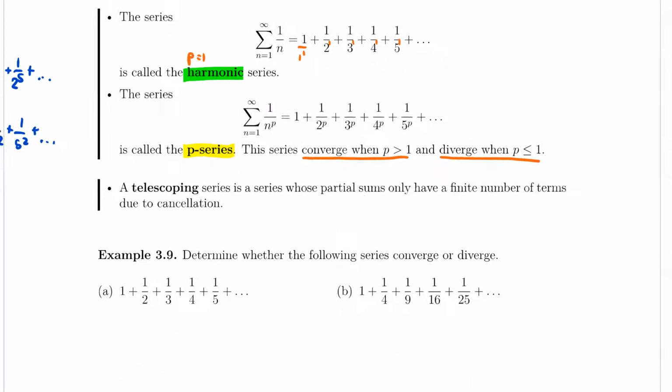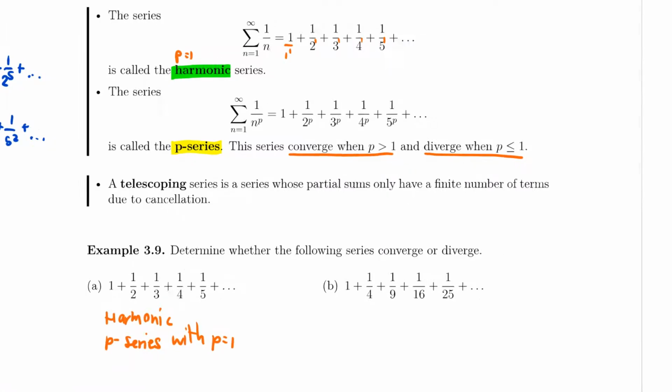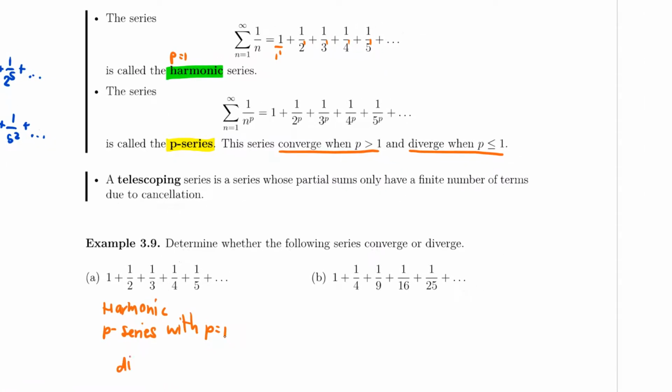So let's take a look at the examples down here real quick. The first one that we are looking at is actually just the harmonic series, or just the p-series with p equal to 1. So this guy is going to diverge.